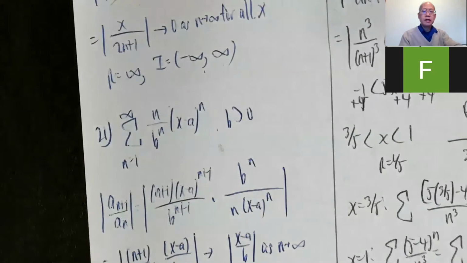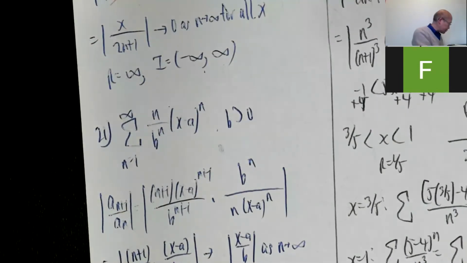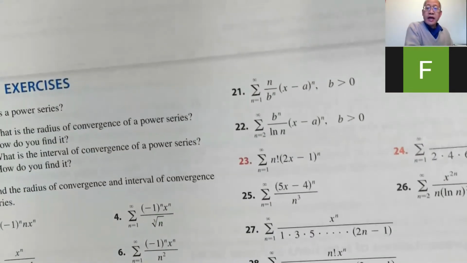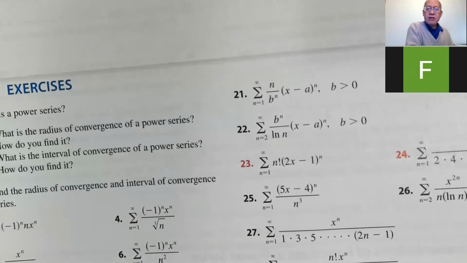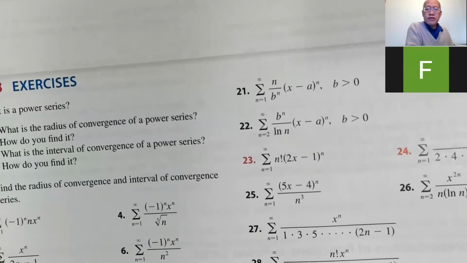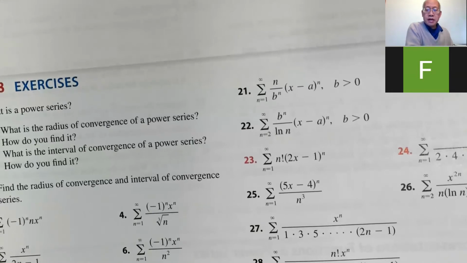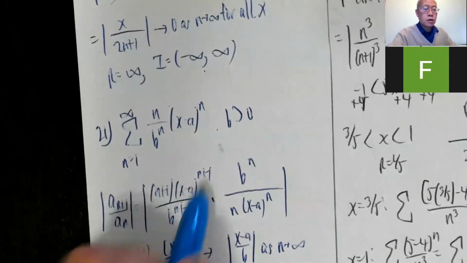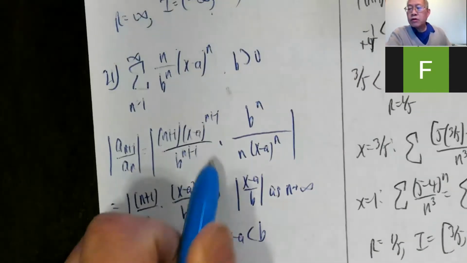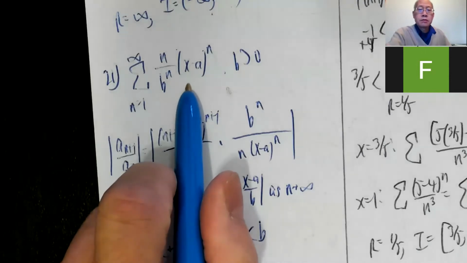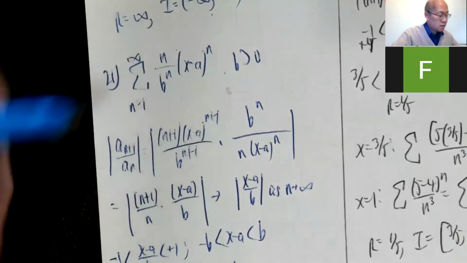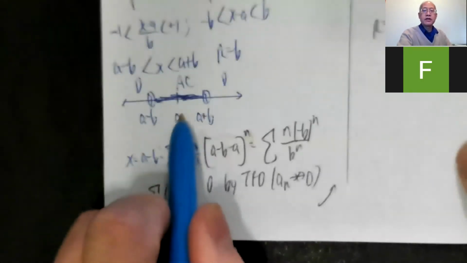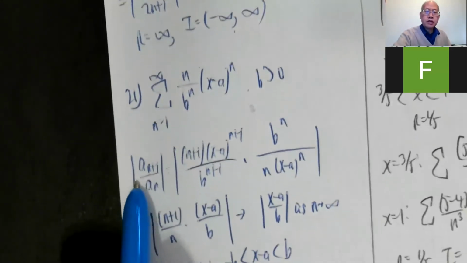Now, 21 might be a little bit trickier just because you see a bunch of variables. It's the sum of n over b to the n, x minus a to the n, where b is greater than 0. Well, just faithfully do the same thing anyway, even though you see a and b there. Now, when it's written like this, where are we centered? Centered at a. Okay, and you can see, looking ahead at the answer, there's a, I go a certain amount to the left and to the right.